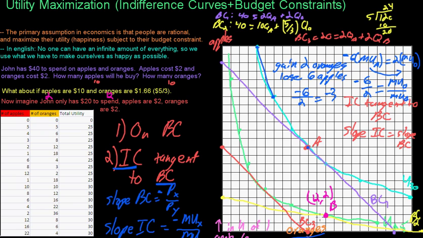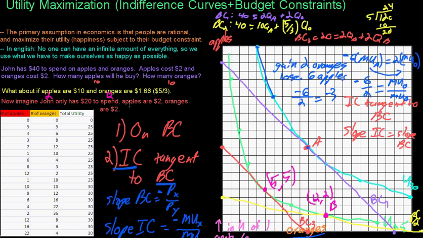So now what about if he only has $20 to spend and apples are $2 and oranges are $2? Well, then he will buy where the budget constraint, this third one, this red one, is tangent to his indifference curve. And that will be at this point right here at 5, 1, 2, 3, 4, 5, and up 5. That's my poor drawing, it looks kind of equal for a little while, but that really should be exactly where they touch. And so he will buy 5 apples and 5 oranges.